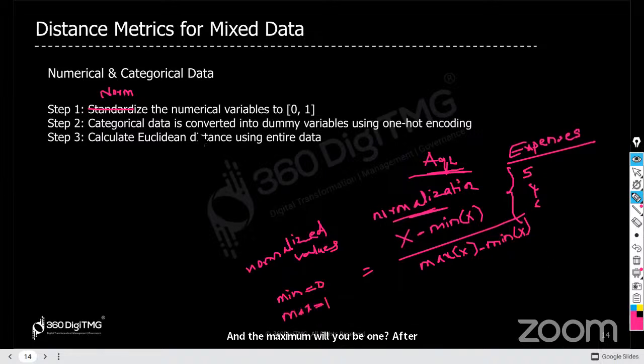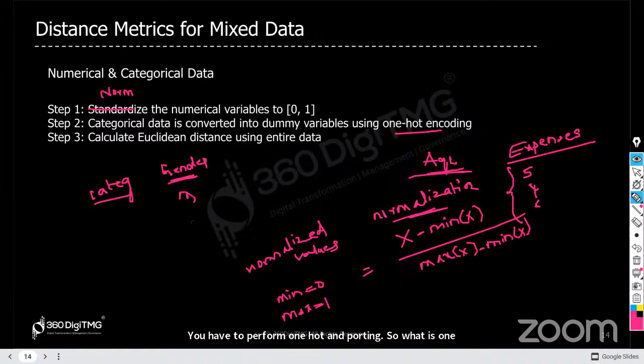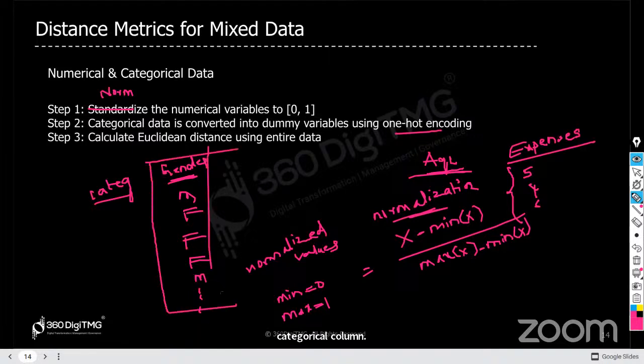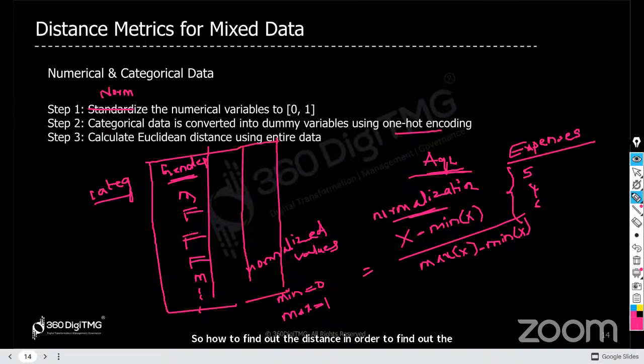After normalizing the numerical values, what about the categorical? This is mixed data, so it will have both numerical and categorical columns. For categorical variables, like gender, or whichever column you want to take, you have to perform one hot encoding. So what is one hot encoding? Suppose I have gender: male, female, female, female, male, and so on. I have this categorical column. How do I find the distance? In order to find the distance, first you have to perform one hot encoding, which means there are 2 different categories.